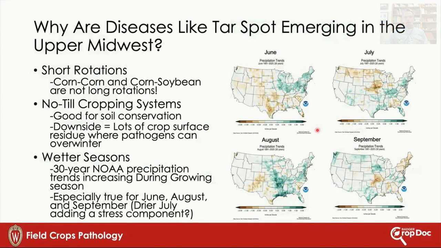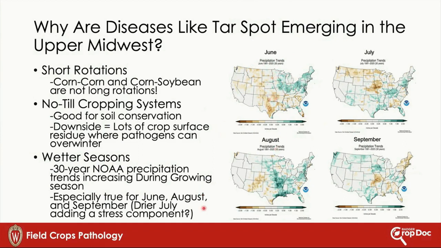Now, why are diseases like tar spot emerging here in the upper Midwest? Well, it's really tied to climate and weather. So weather comes back to haunt us again with this particular example. Just to show you some past trends here, these are the 30-year precipitation trends: June, July, August, and September. These are 2020 slides here, but it shows a good example of how our trends have been towards a wetter climate.